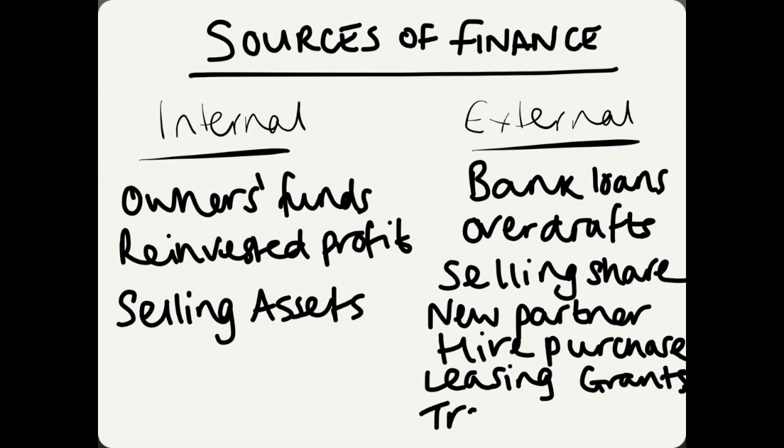Trade credit is another. And that is where you buy materials or equipment from a supplier, but you don't have to pay for it until a month later. And the final external source of finance is venture capital.